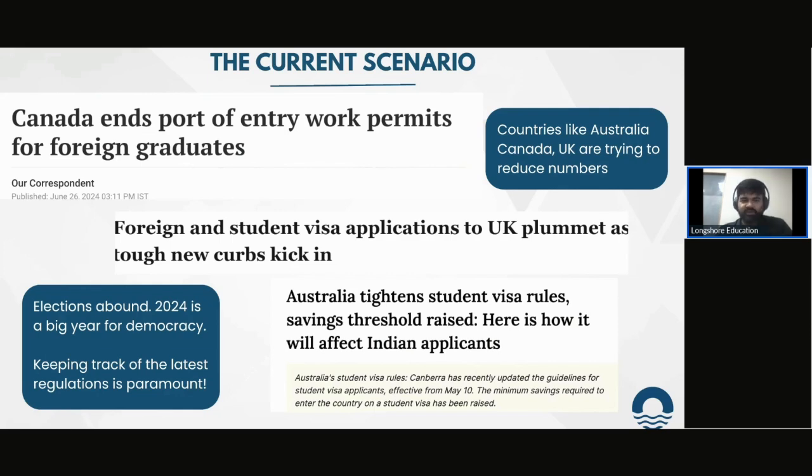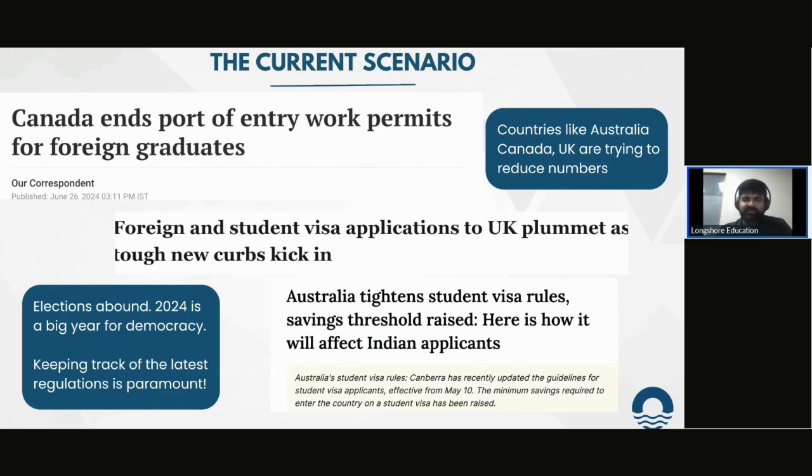And you see all these headlines that I have posted, which is that Canada has ended port of entry work permits for foreign graduates. So this means that before, students were able to go to the port of entry and apply for a postgraduate work permit. There are particular curbs on the UK as well. We'll talk about that when we start discussing the UK specifically. And new curbs are there in the application, in the visa process.